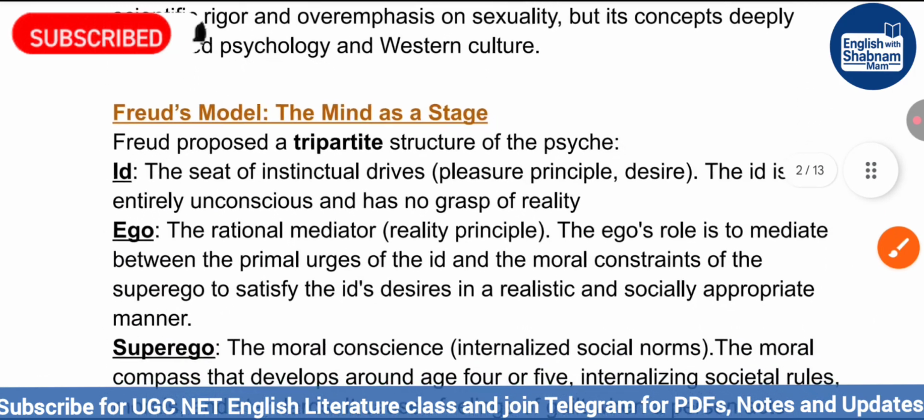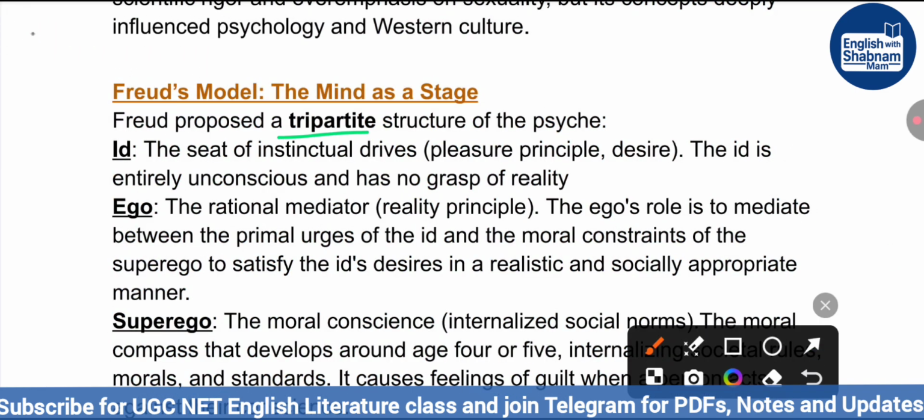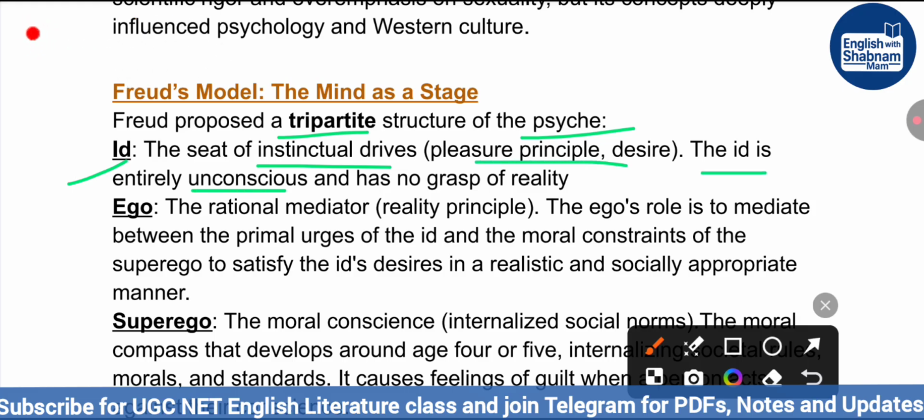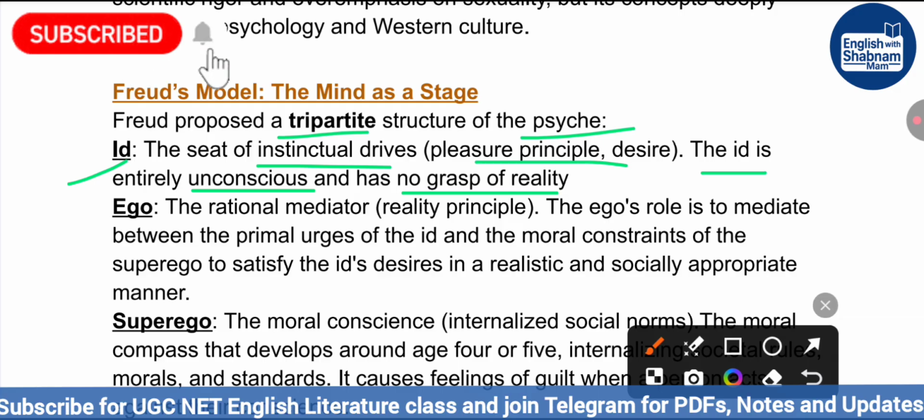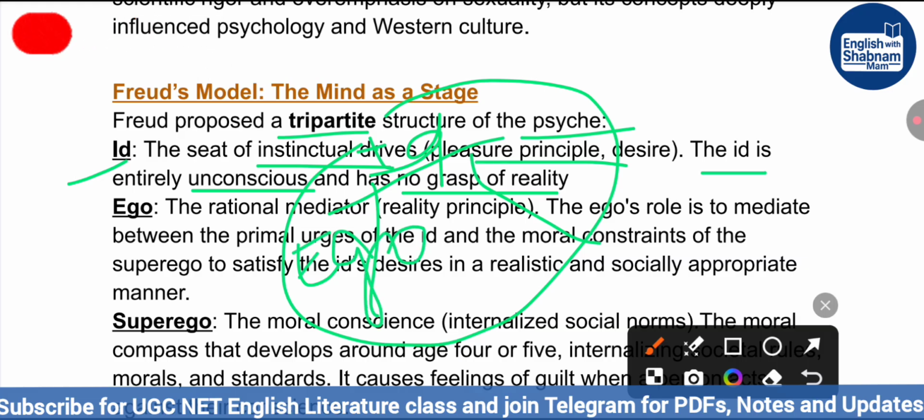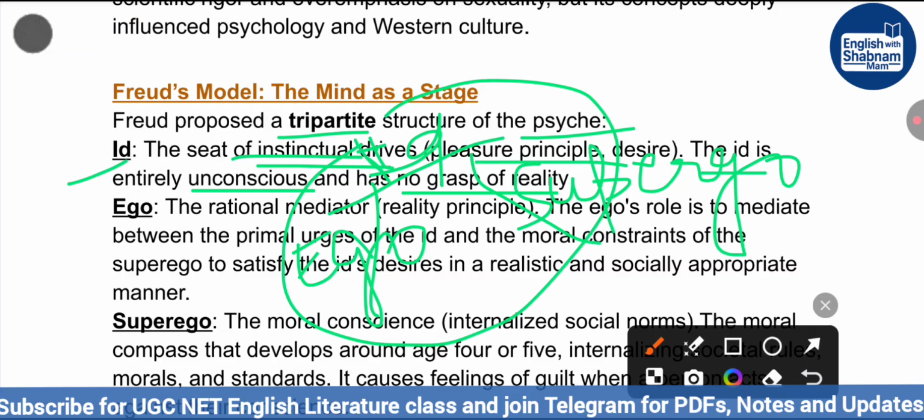Now let's see Freud's model, the mind as a stage. Freud proposed a three-part structure of the psyche. The first one, the id, the seat of instinctual drives that relates to the pleasure principle and desire. The id is entirely unconscious and has no grasp of reality. He talked about how the human mind has three parts. The first one you have is the id, then the ego, and then the superego. The id is the unconscious mind.